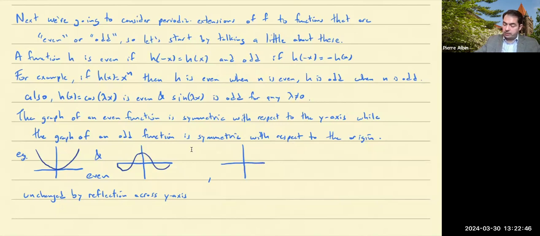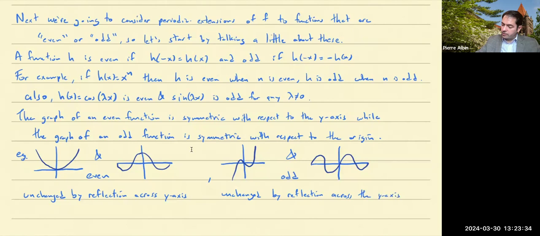Right? On the other hand, if you have something that looks like the graph of, say, a cubic polynomial, or if you have something that looks like the graph of sine, these are odd, and here it's unchanged by reflection across the y-axis, followed by reflection across the x-axis. So you need to do two reflections before you get the same thing.